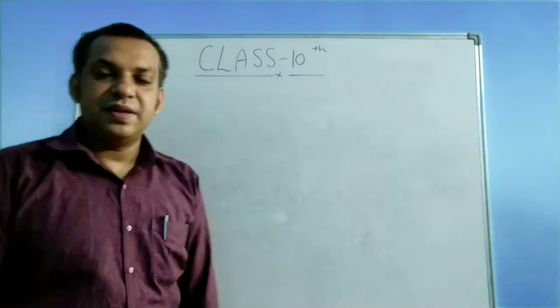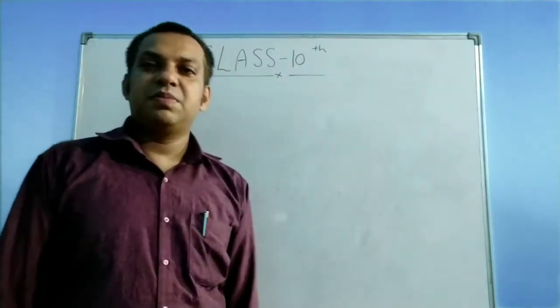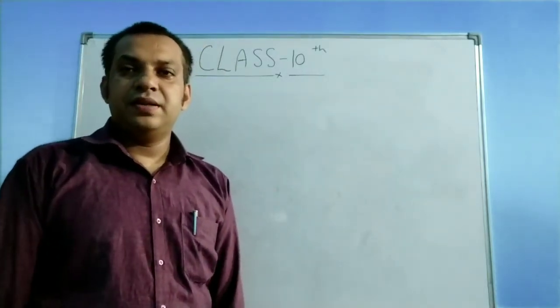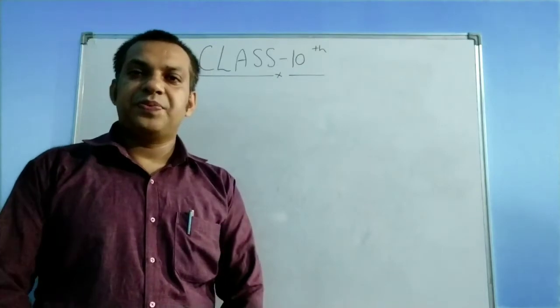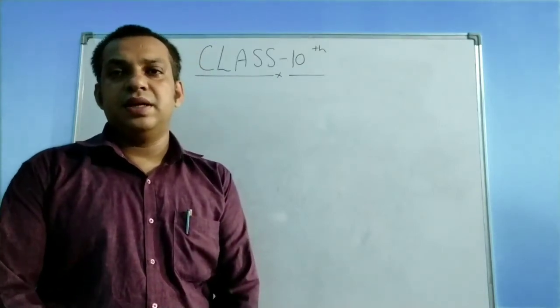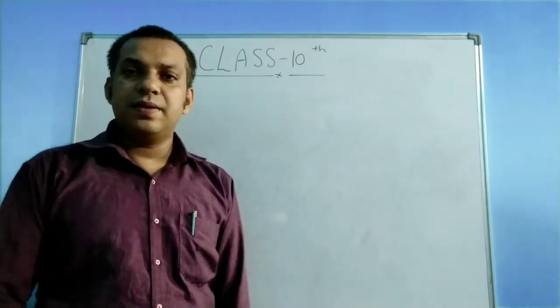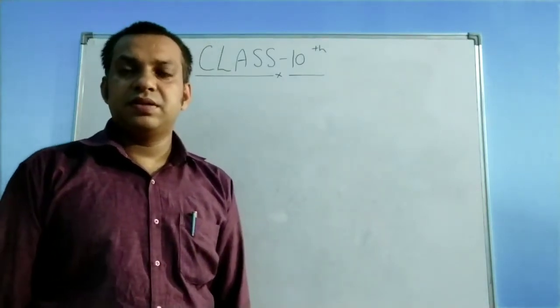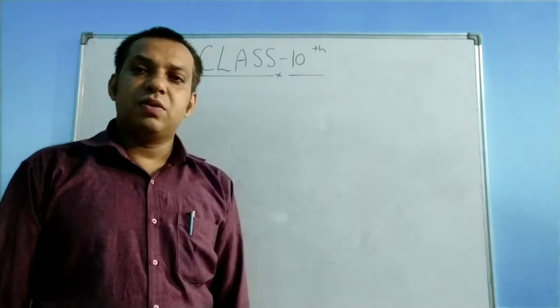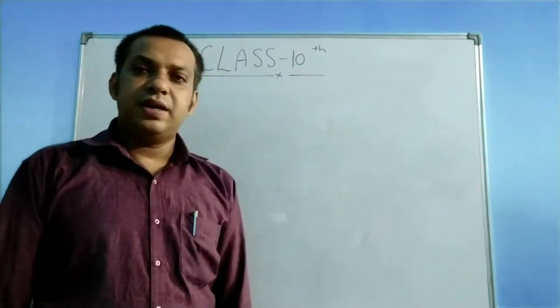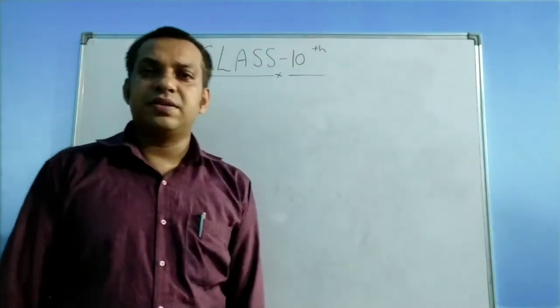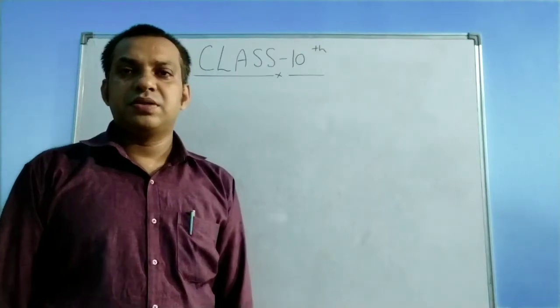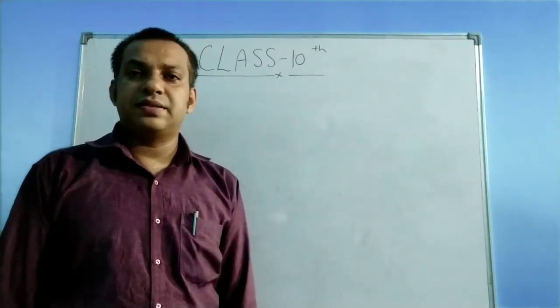Welcome back, class. As you know, we are dealing with chapter number 12, Electricity, and in this chapter we have already discussed the electric circuit, electric current, Ohm's law, the basic property of the resistors, the factors affecting the electric resistance and the combination of the resistors, and a few numericals. But today we are going to discuss some numericals which are given in the exercise.